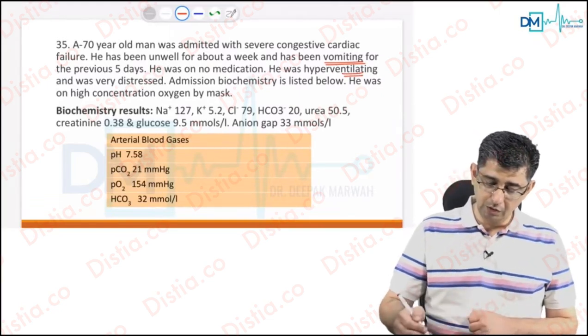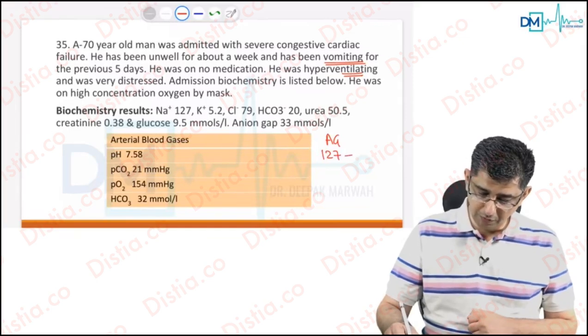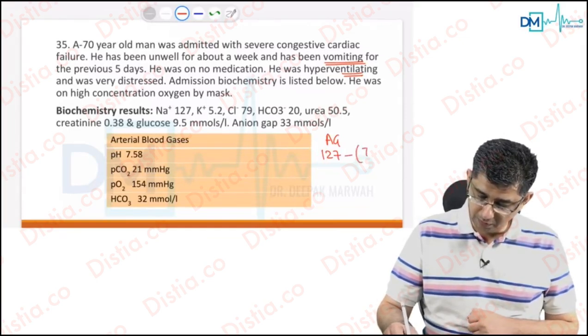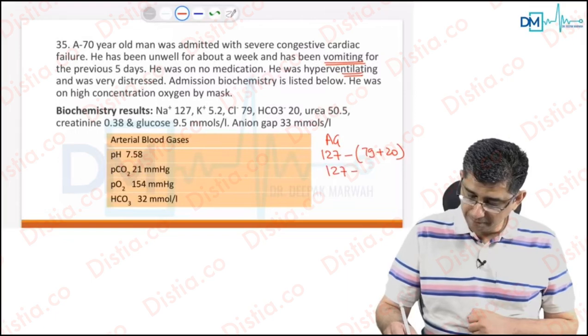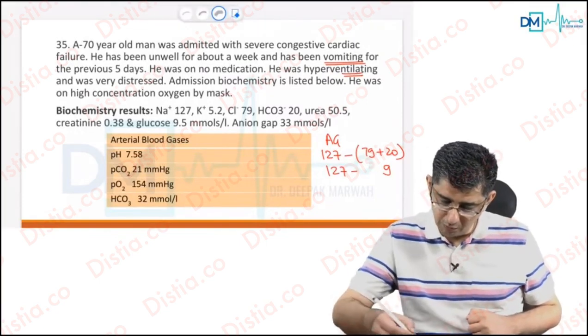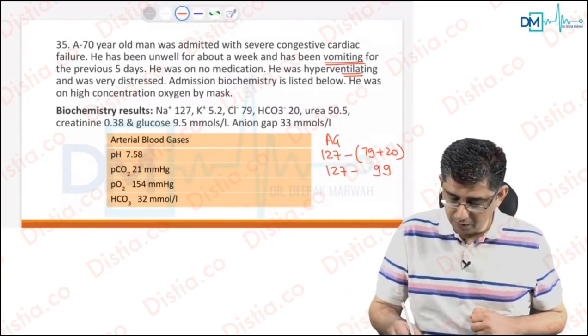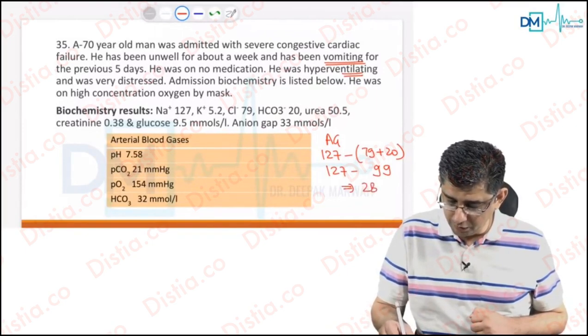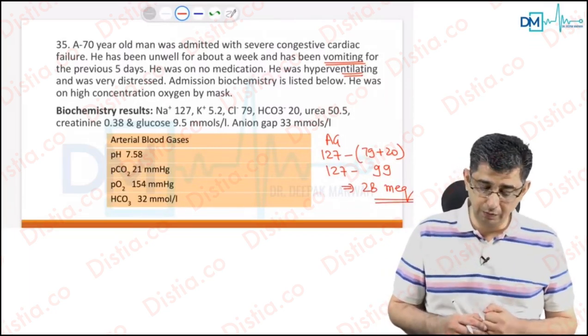He is hyperventilating also and is distressed because of that, so there could be a respiratory alkalosis component in the patient. In this particular patient, if I try to calculate the anion gap, it would be sodium minus the value of chloride, which is 79, and bicarbonate, which is 20. So if I look at it mathematically, this would be a value of definitely much more than normal. Pardon, my mathematics is really bad. So this would be something in the range of 28, which is much higher than the average value of 10. So anion gap is definitely elevated in the patient.